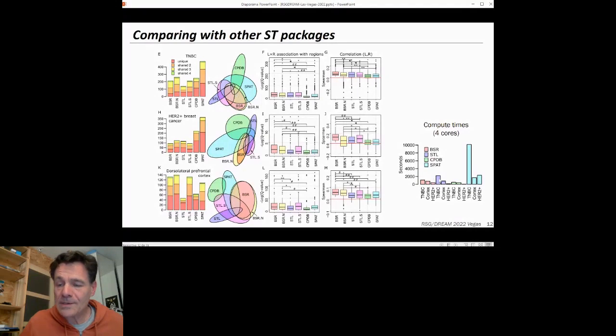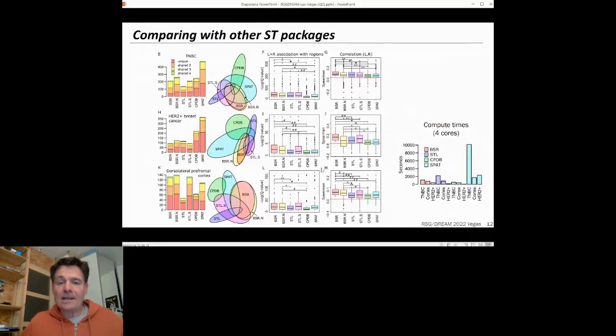And in terms of compute time, we are reasonable. Spato is pretty slow. This is Spato. This is STLearn, a bit slower than us, but reasonable. And the fastest is self-funded.